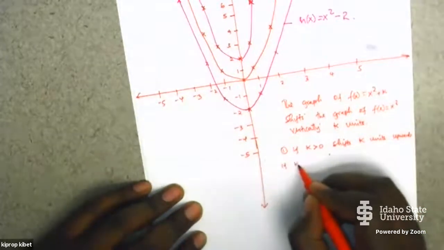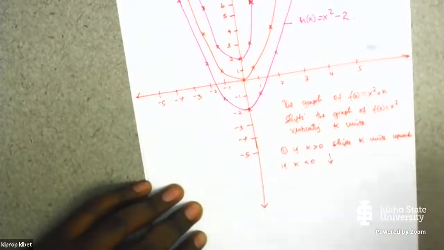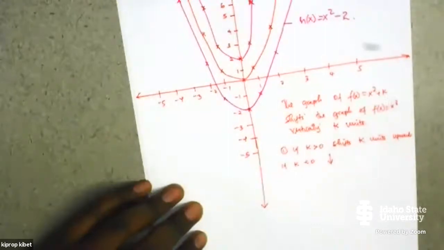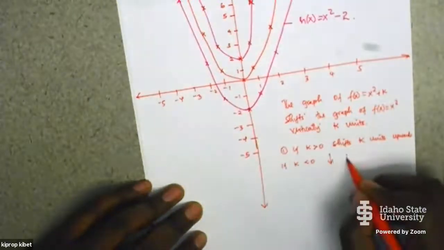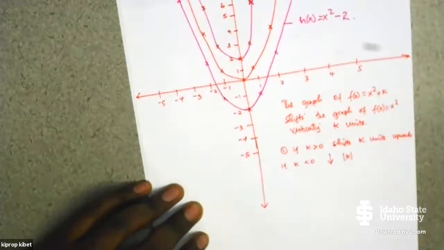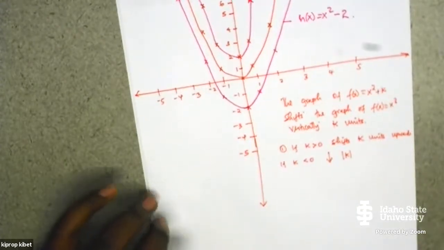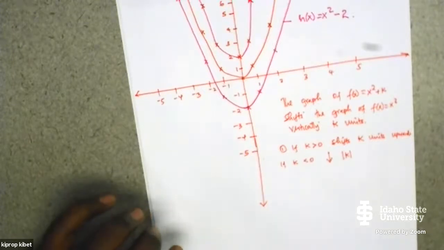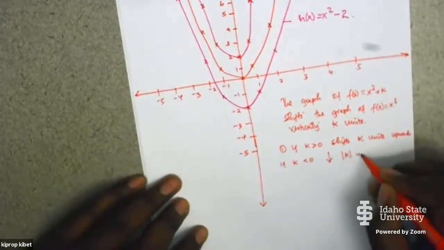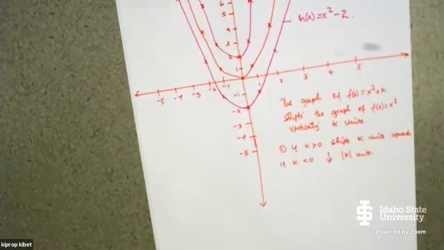If k is less than 0, then it shifts what? Downwards. How many units? K. So it will shift downwards K units. Is that clear up to there? Is that clear? Okay. Any question?